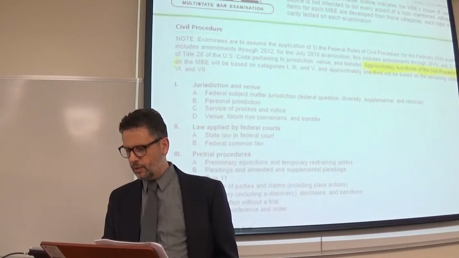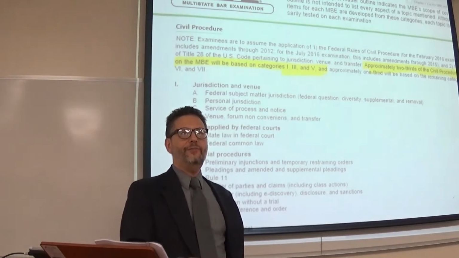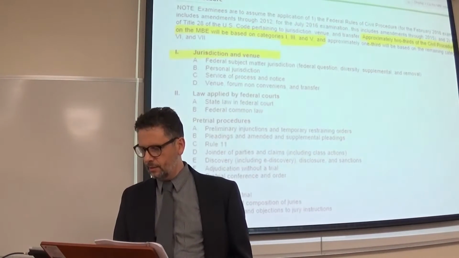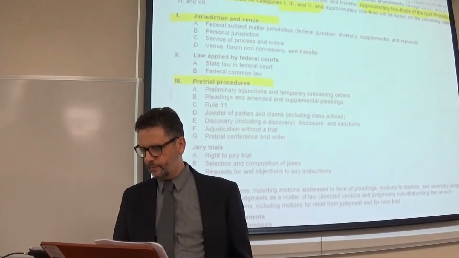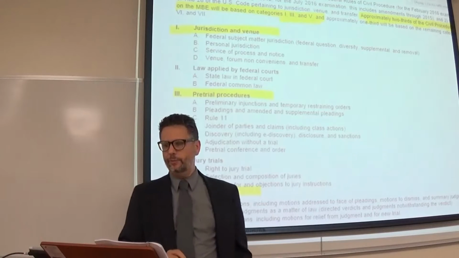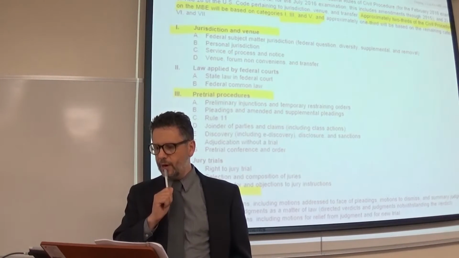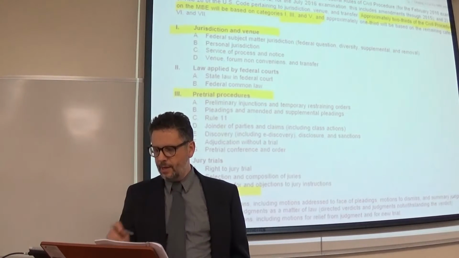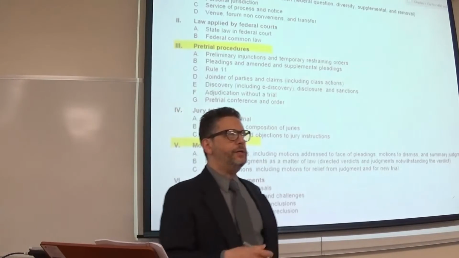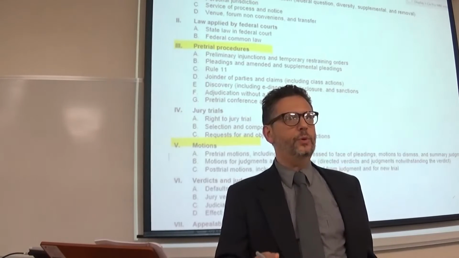Now let's look up here. 2/3 of the questions are based on categories 1, 3, and 5. All right? 2/3 of 27, and that's 18 questions. Going to come from categories 1, 3, and 5. Jurisdiction and venue, that's personal and subject matter jurisdiction, venue, pretrial procedure, all right, and then motions, such as a summary judgment motion. I am going to spend the bulk of our time on selected topics from those areas of the outline.